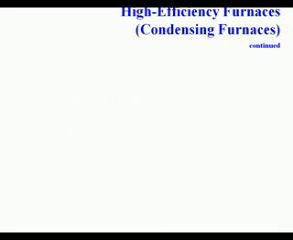The high-efficiency condensing furnaces vary. They're the most popular furnaces on the market today. They have an AFUE rating of 84 to 95% efficiency. The components include a flue pipe, heat exchanger, and a secondary heat exchanger.